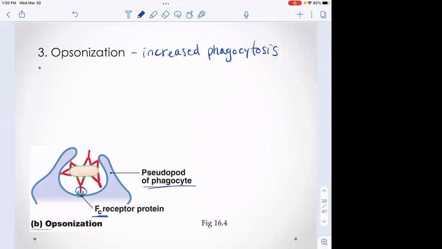There are Fc receptor proteins all around the outside of the macrophage. So remember the Fc, that's the stem region of the antibody. The macrophage, for example, will grab hold of that stem portion of the antibody, which is attached to the pathogen, and make that pathogen more likely to get phagocytized. In other words, the phagocyte can attach to the pathogen much more easily if the pathogen is coated in antibody.